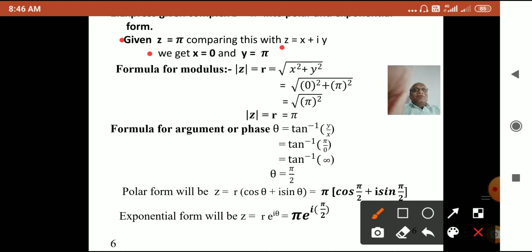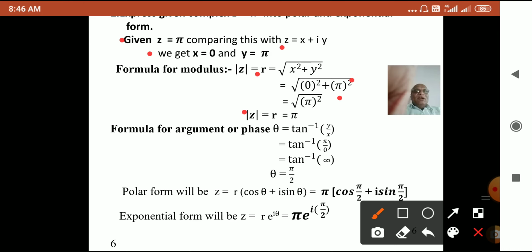Now the formula to find the modulus is mod of z, which is equal to r, which is equal to square root of x square plus y square. So substitute the value of x as 0 and the value of y as pi. So 0 square plus pi square, so this is pi square. Taking square root, we get mod of z, which is equal to r, which is equal to pi.